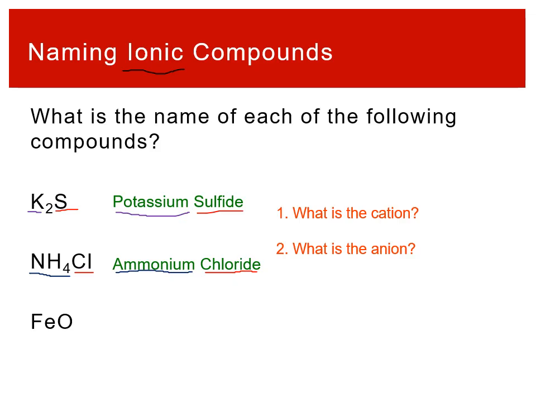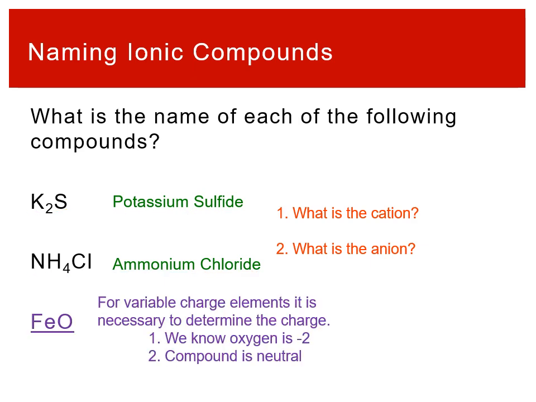FeO. On the face of it, we may be tempted to call this iron oxide. Fe is iron, O is oxide. But Fe is a transition metal. Since Fe is a transition metal, we don't know what charge cation it's going to form. We have a handful of exceptions, but in general, if you have a transition metal, you can't know what the charge is going to be. So in order to name this, we know it's going to be iron, a number, oxide. We need to figure out what that number is going to be.